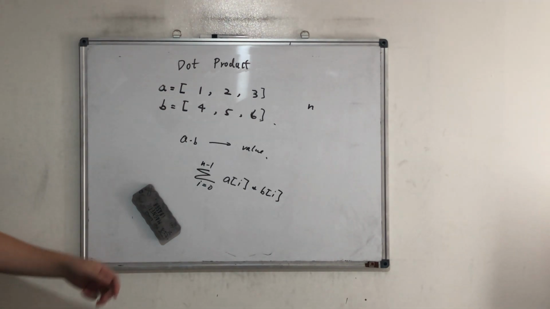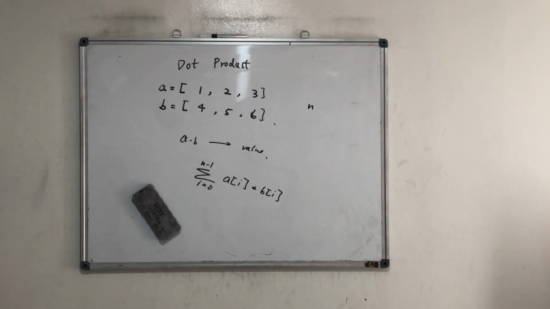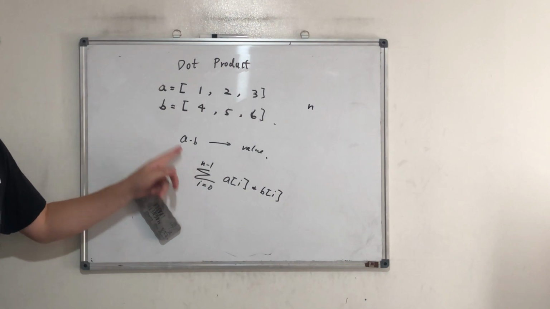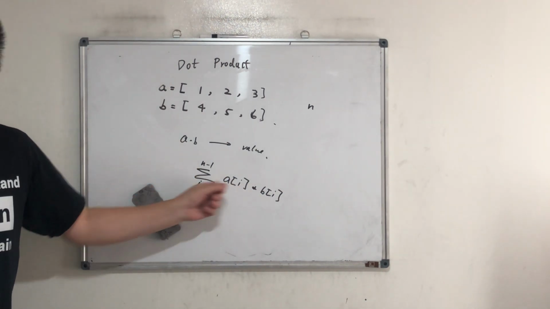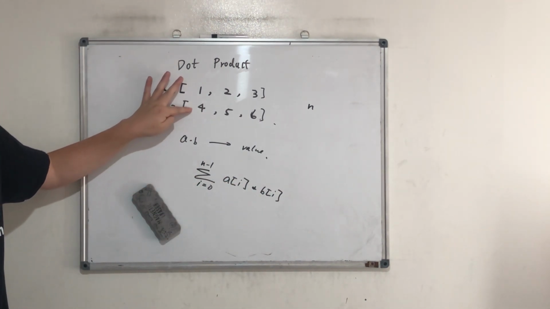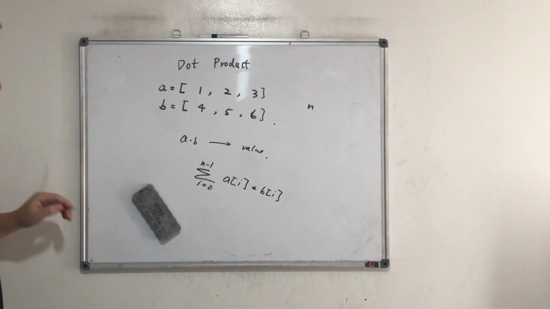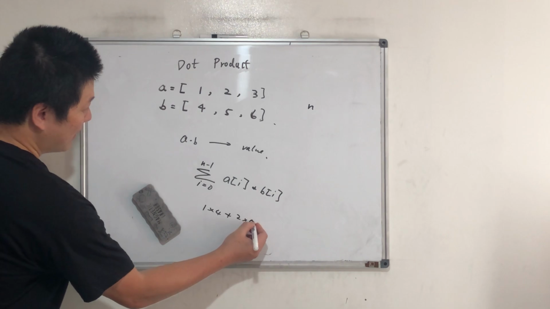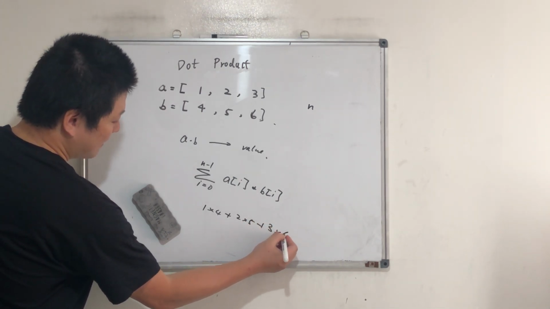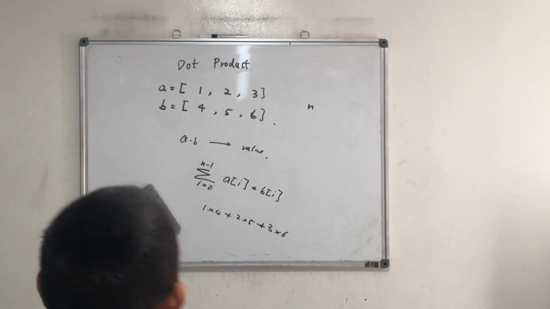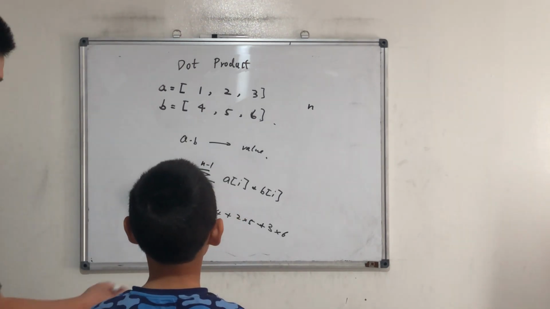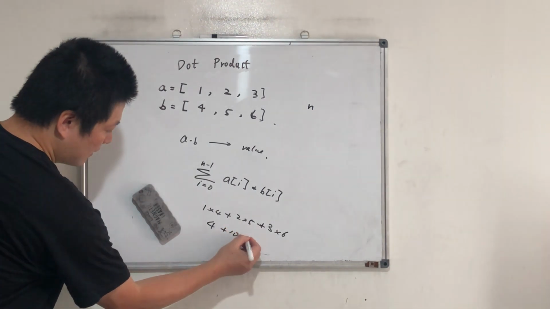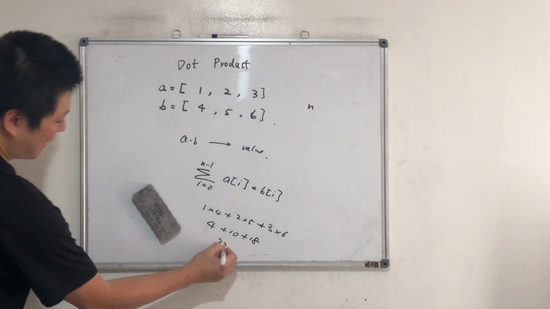Come on, it should be easier. a_i times b_i and sum it all together. So what's the answer? 1 times 4 plus 2 times 5 plus 3 times 6. It's 4, 10, 14, 18, 32. Okay, do you get it?